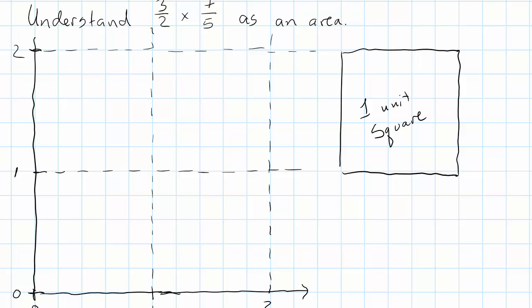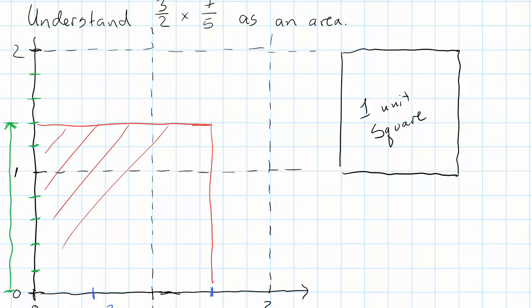So how are we going to understand this multiplication then? I'm going to draw 3/2 on one of my number lines, and I'm going to draw 7/5 on the other one. And then the product of these fractions is going to be the area of this rectangle that is 3/2 wide and 7/5 high.